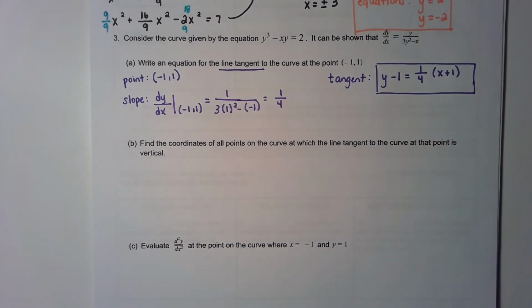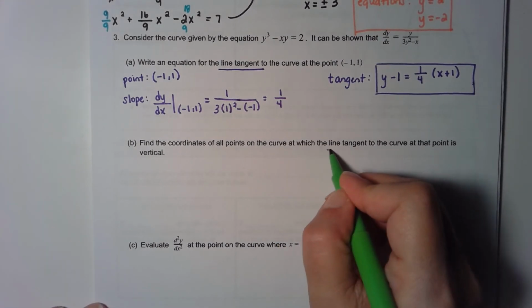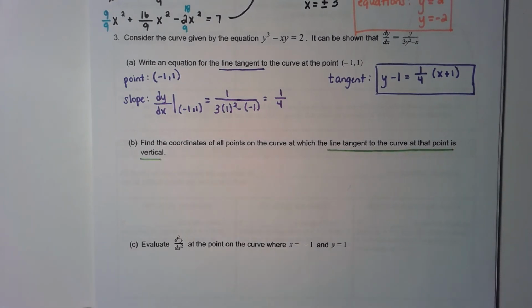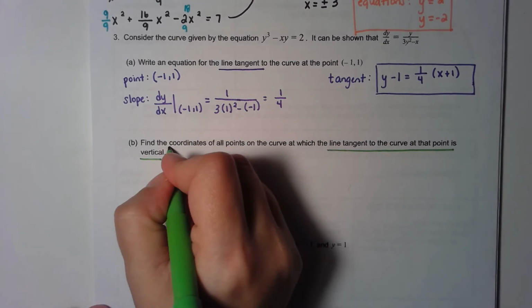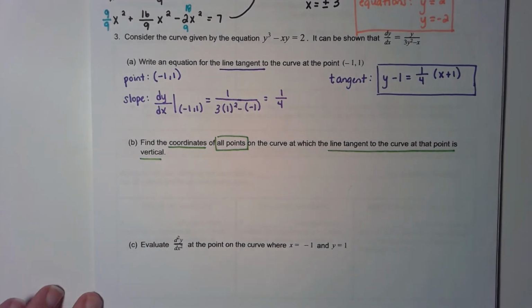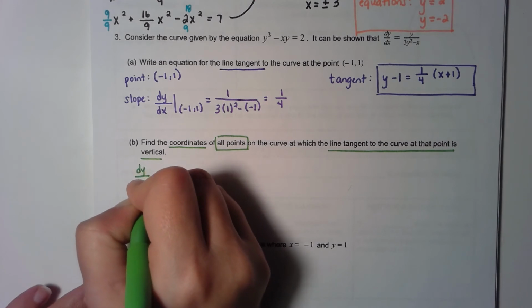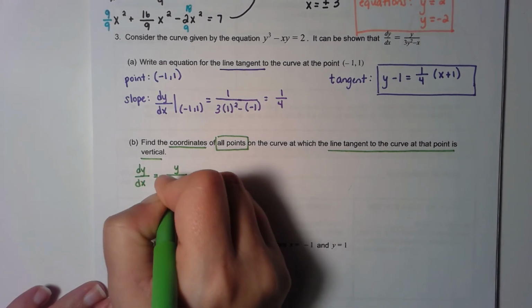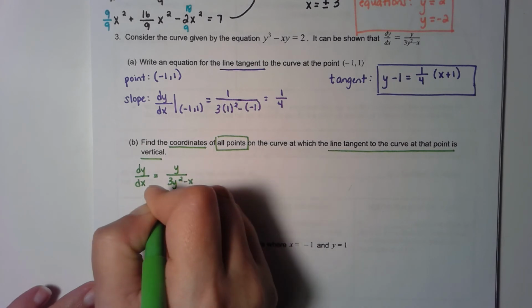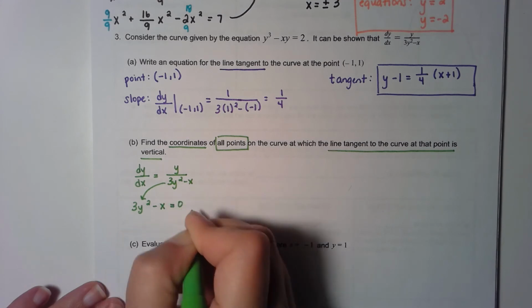Part B, find the coordinates on the curve where the line tangent is vertical. So we're looking for vertical tangent lines. Now, it doesn't say write the equations of the tangent lines, it just says find the coordinates of all of the points. So we're going to start by figuring out when the derivative would be undefined. My derivative is going to be undefined when the denominator, which in this case is 3y squared minus x, is equal to 0.